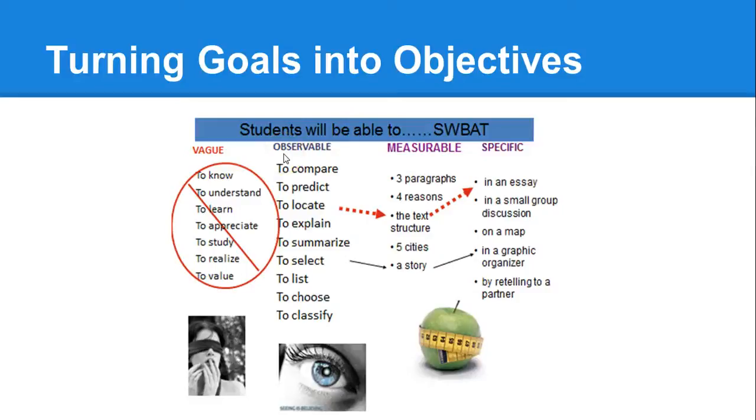So in the end, the goals turn into weekly objectives by using this kind of terminology. Students will be able to, the student will be able to, for example, to locate the text structure in an essay or to summarize a story in a graphic organizer. In this sense, the goal is turned into an objective that is more accessible.